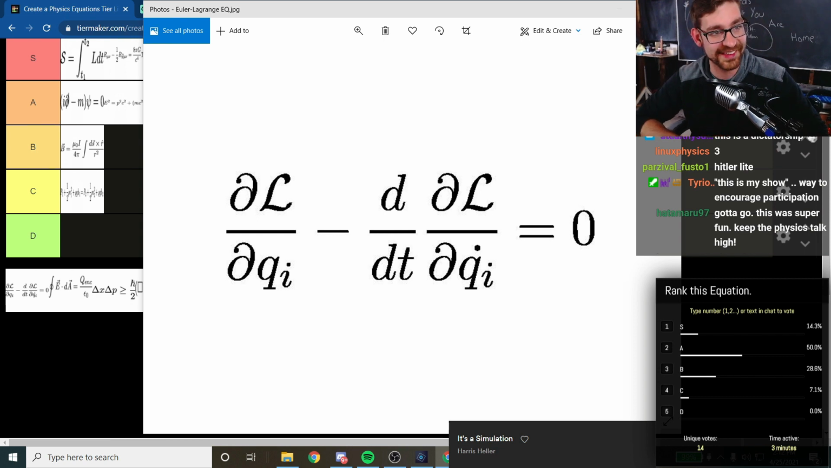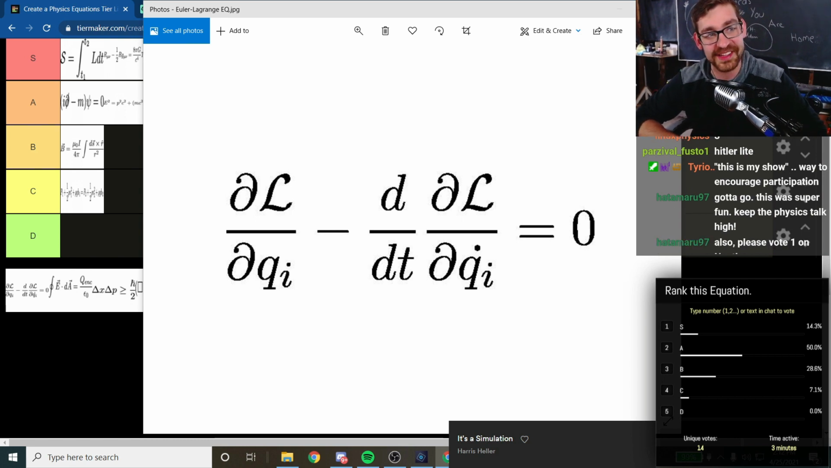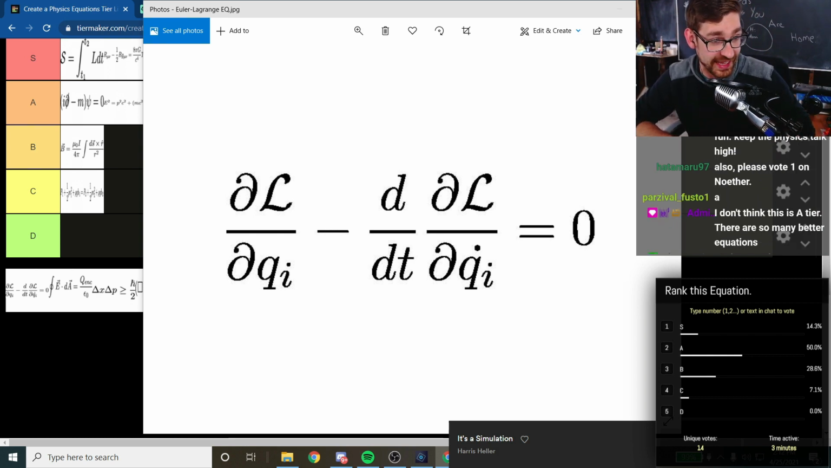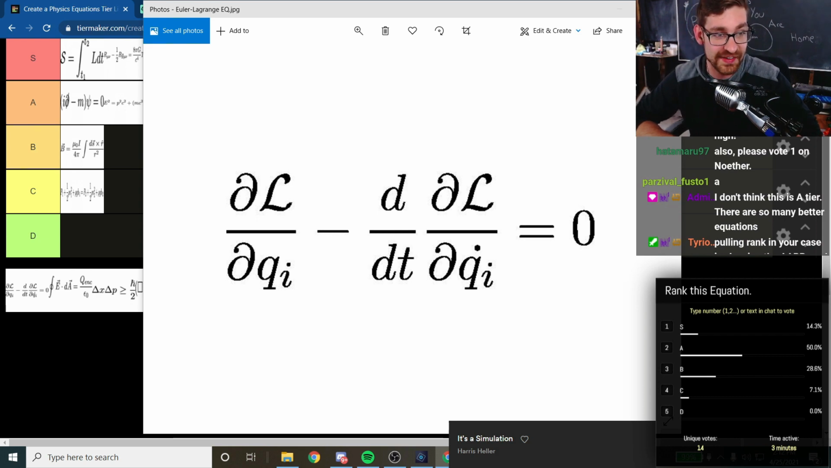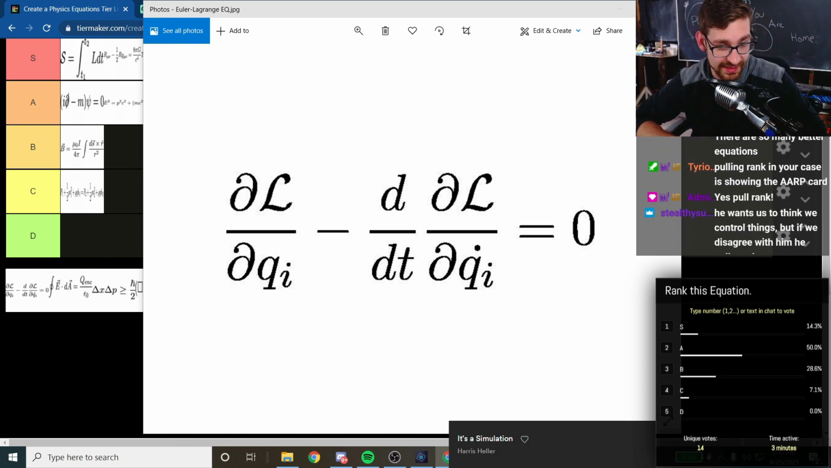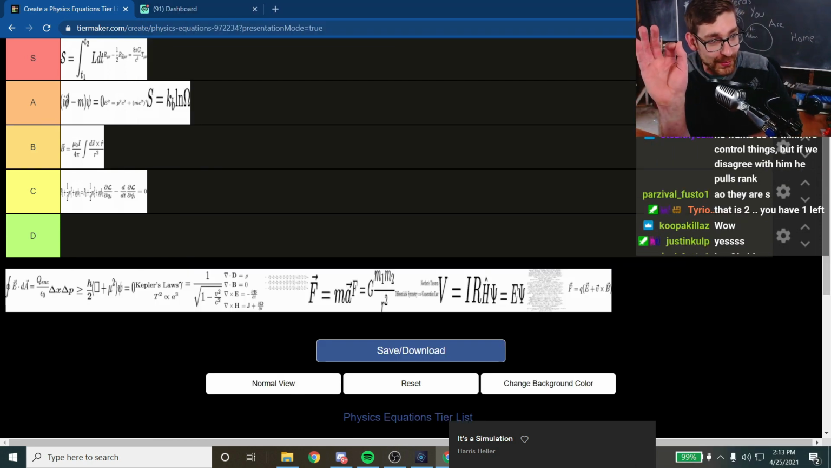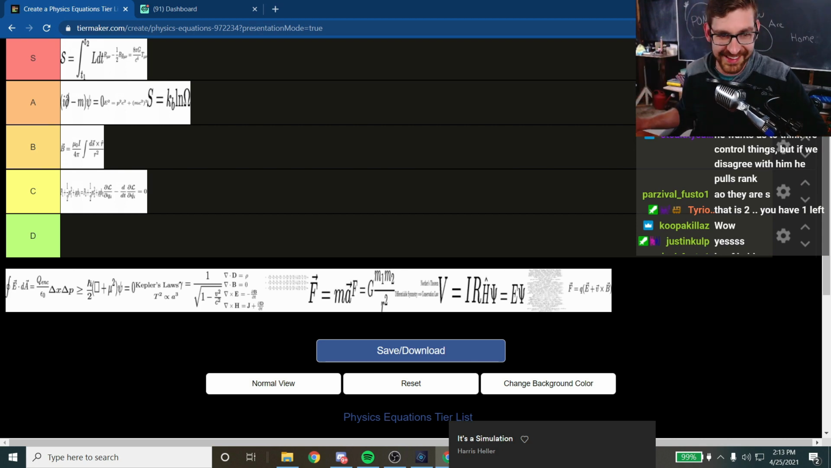Speaking of pulling rank, I will not be putting this one in A. I don't see the Euler-Lagrange equations of motion being an A by themselves. I don't think by themselves the Euler-Lagrange equations are a B. That's right. We're dropping the Euler-Lagrange equations of motion down to C. I just disagree. If I were to lump them with Emmy Noether's conservation laws, then yes, they would be an A. Spoiler alert.